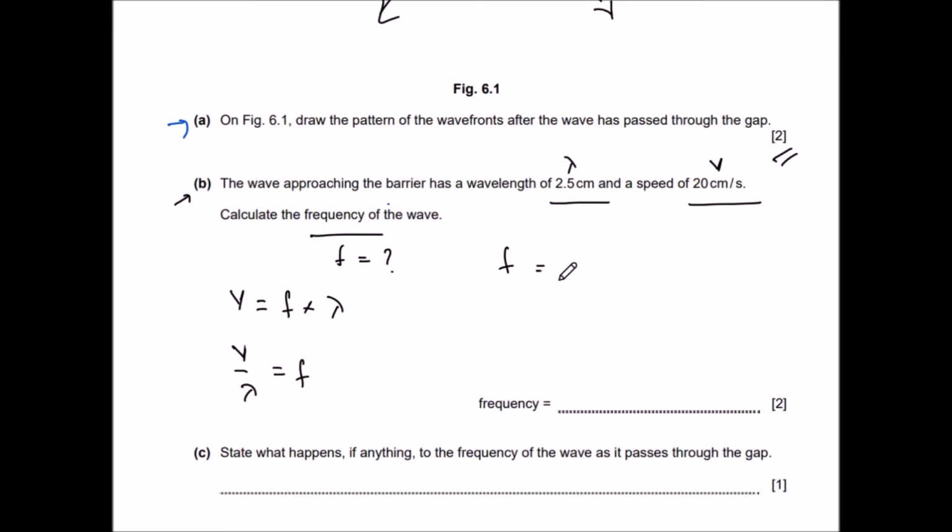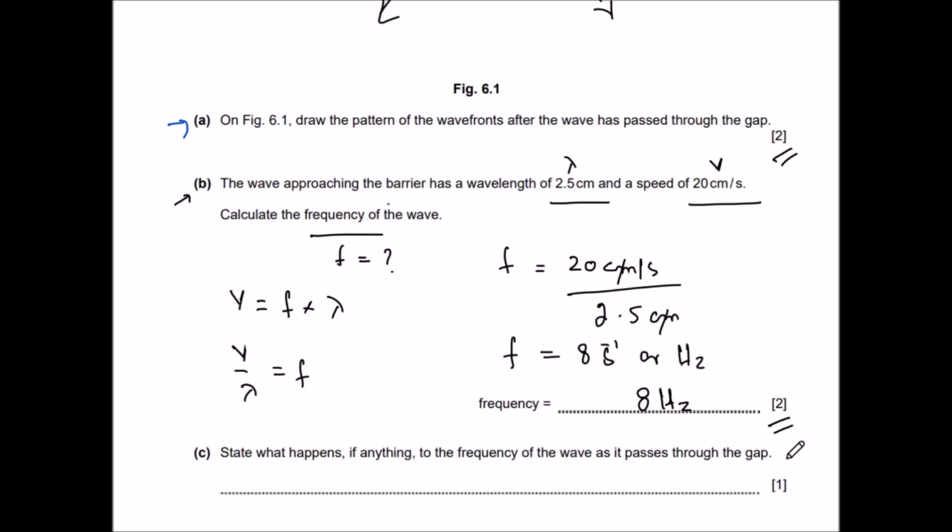And you can write F is equal to V, and V is 20 centimeter per second divided by wavelength 2.5 centimeter. 20 over 2.5 gives you 8, and these units cancel out. We get only s minus 1, which is equal to Hertz. So here you can write the frequency of the wave is 8 Hertz, or 8 waves per second. You will be awarded 2 marks for this answer.